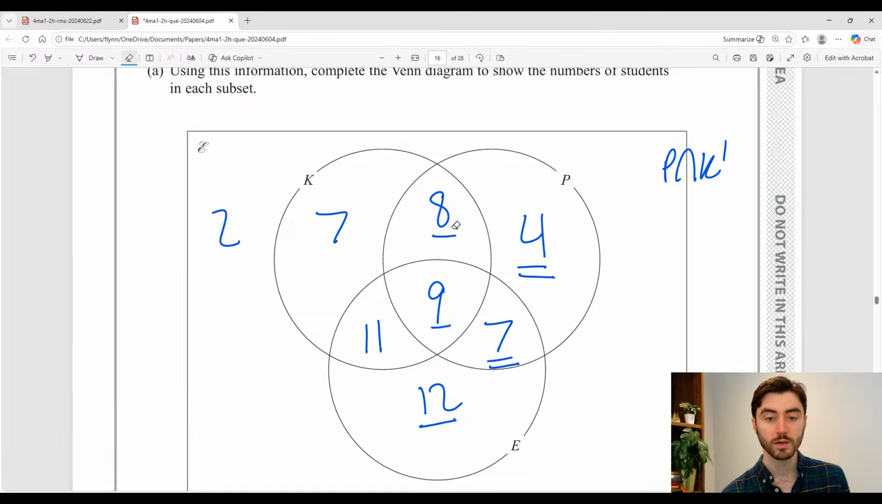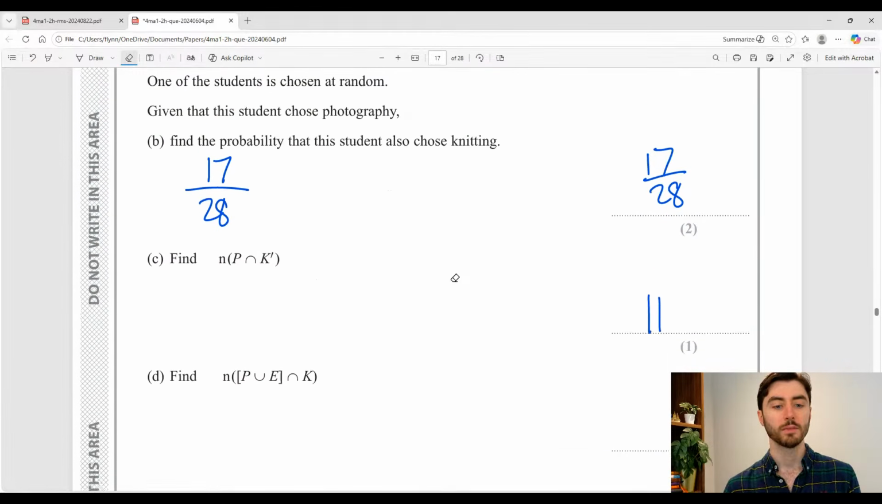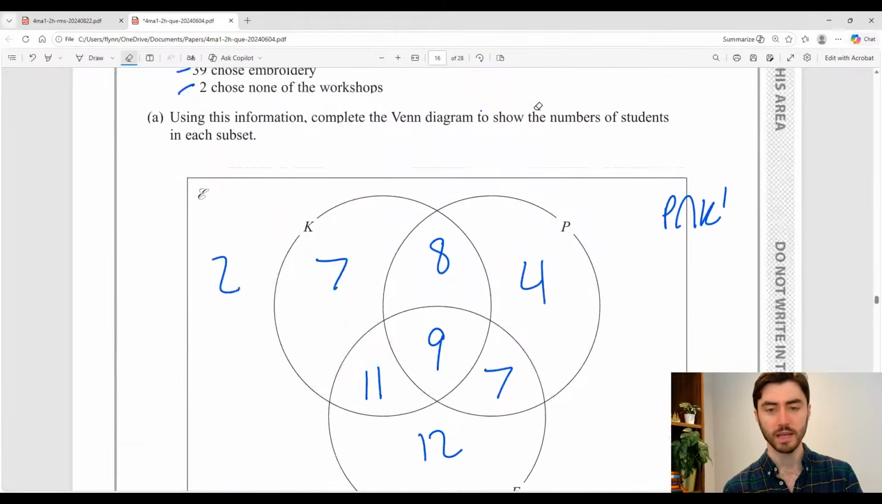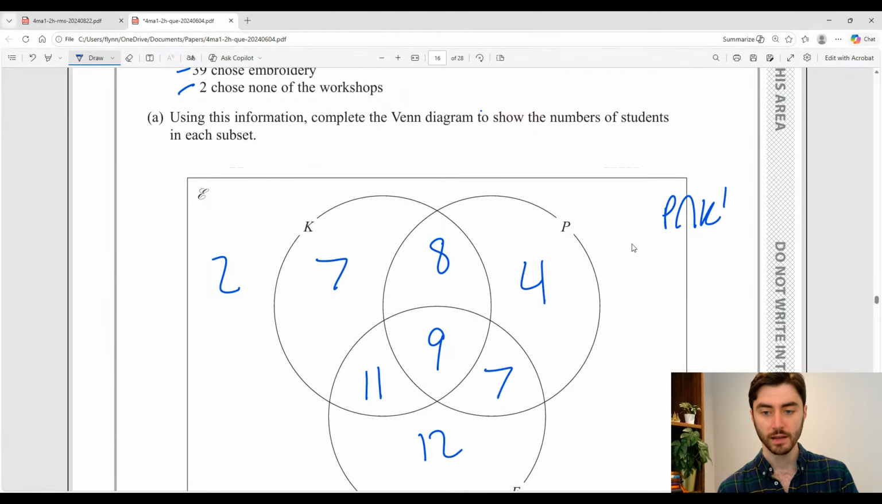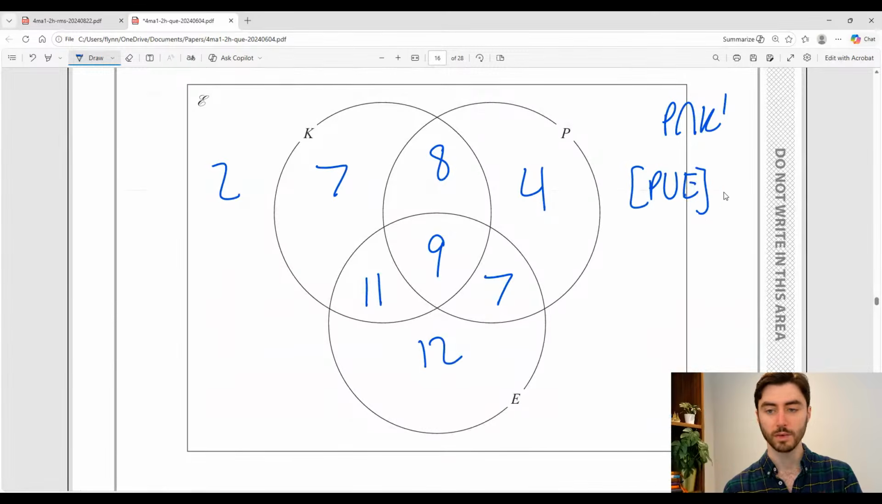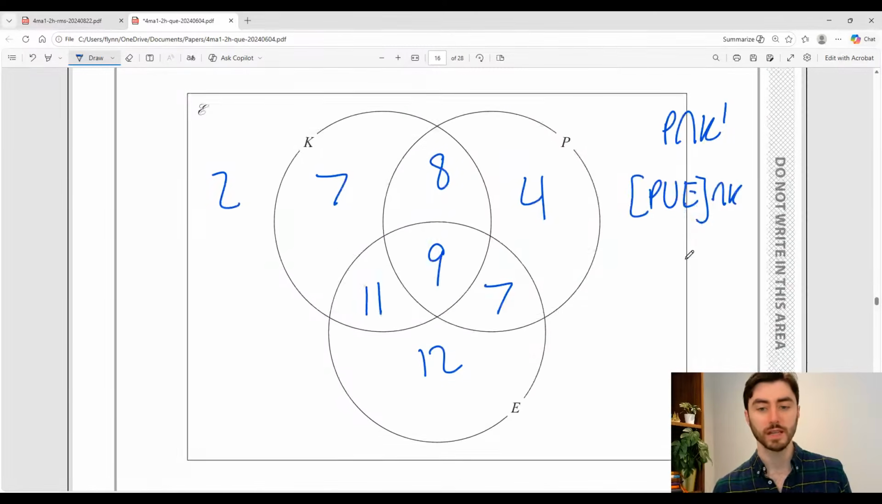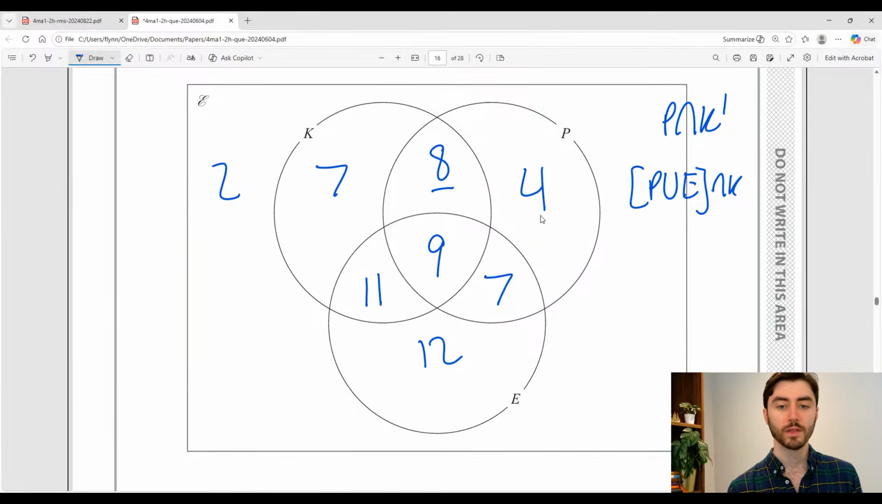So I'm going to erase those. If I were using the underlining method, I would be doing this in pencil, something nice and erasable. And then moving on to part D, find the number of, I'm going to write this down. So it's P union E, and that thing is intersected with K. Well, first, let's find out what P union E is using the underlining method. Underline everything in P. Underline everything in E.